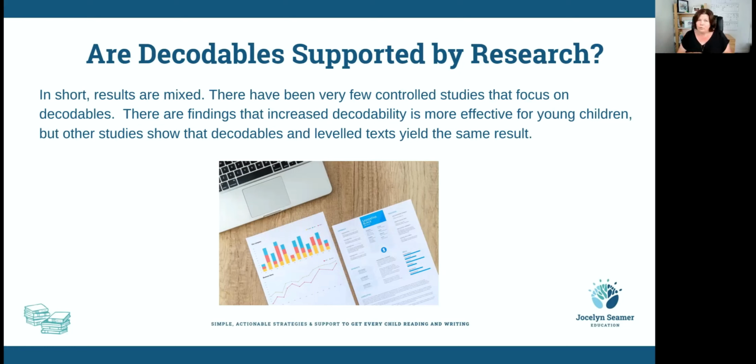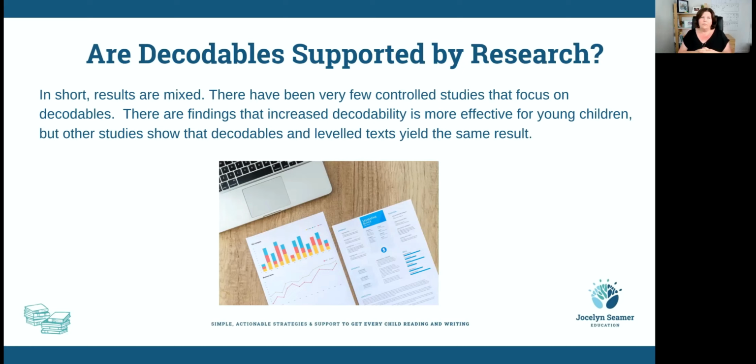The results of various studies that have been done using decodables are pretty mixed. There have been very few controlled studies done that look specifically at decodables. Now, there are findings that increased decodability, in that the words in the book match the phonics that the kids know, is much more effective for young children. But other studies show that decodables and levelled text yield the same results.